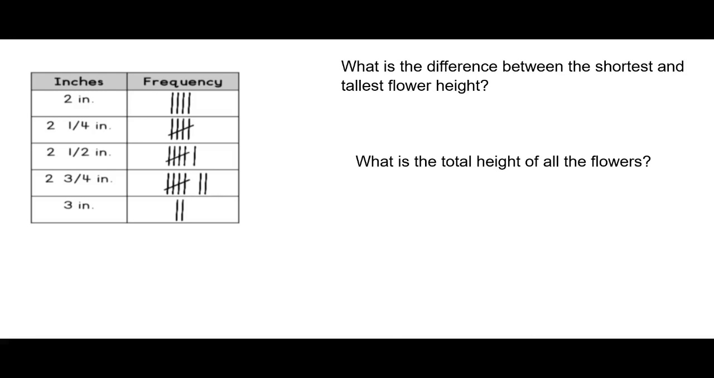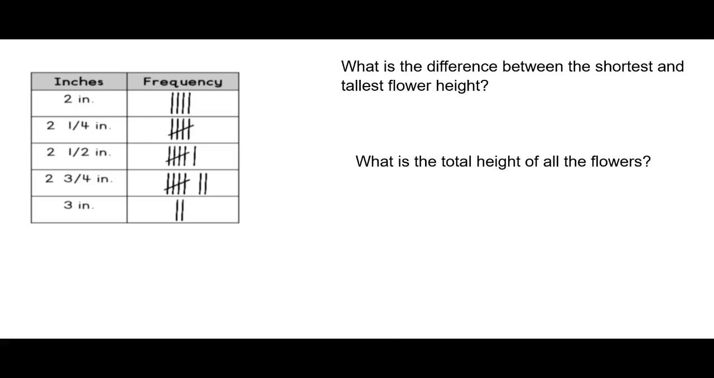This is from yesterday's lesson. It was the data table that we used for the height of the flowers. So we have 2 questions here. We're going to start with the first one. First question is, what is the difference between the shortest and tallest flower height? Remember, you have to look at the values and find the difference between the shortest and tallest. So I want you to hit pause, use your whiteboard and solve it. When you're done, come back and check your answer.